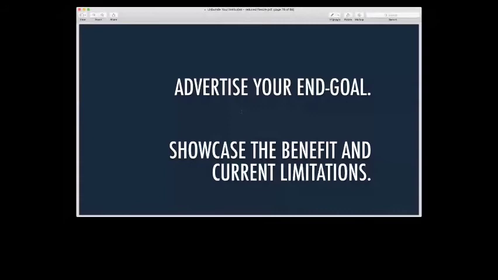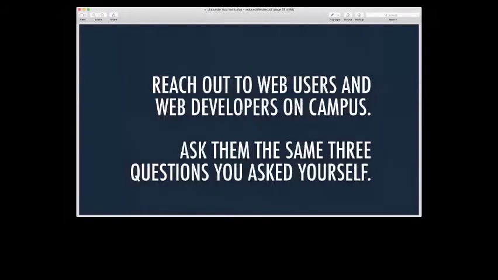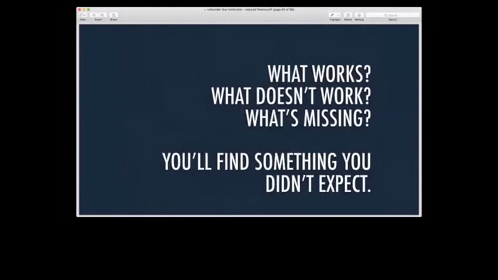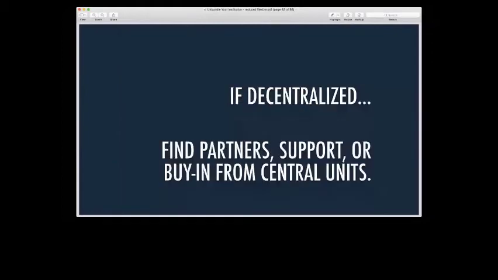So number 2 is, of course, getting your campus buy-in and input. You're reaching out to your web users and web developers on campus, and you're asking them those same 3 questions. Reaching out to those users, what you're really trying to find out is the same kind of things: what doesn't work, what works, and what's missing. And because you're reaching out to specific units and specific organizations, you'll find that this will be a bit more targeted and a bit more consequential to finding things that you may not have found on your first step of analysis. And of course, if you're decentralized, this is the point where you would start finding partners, support, or buy-in from central units or additional units on campus.